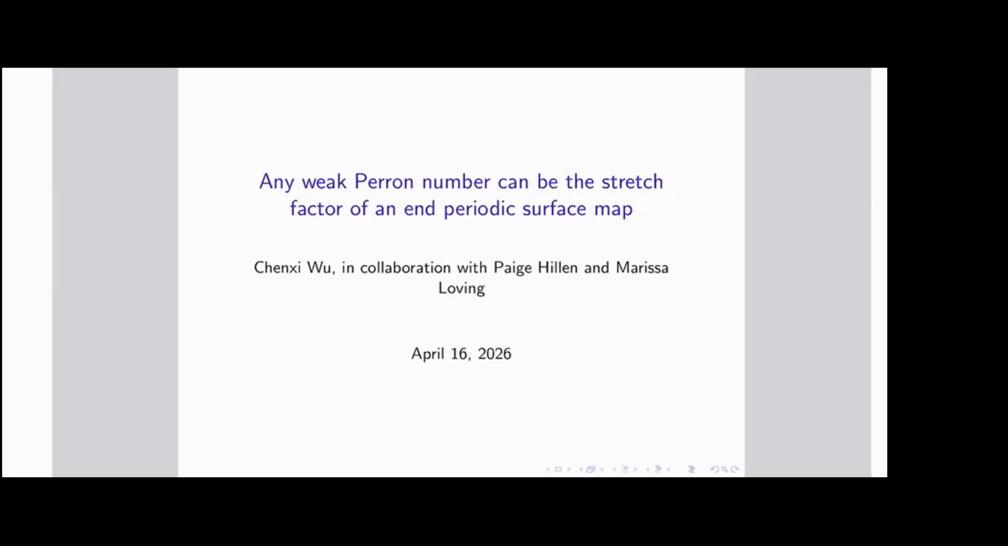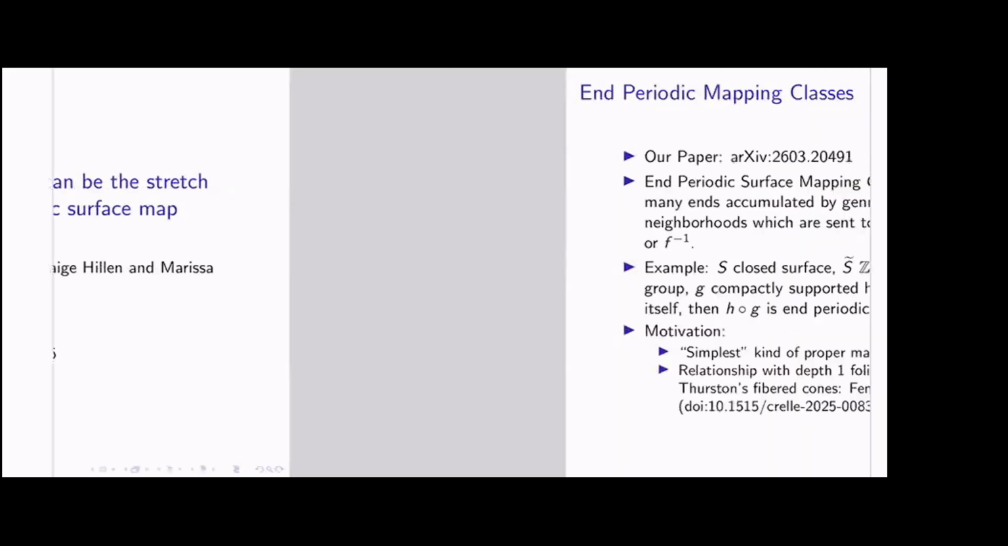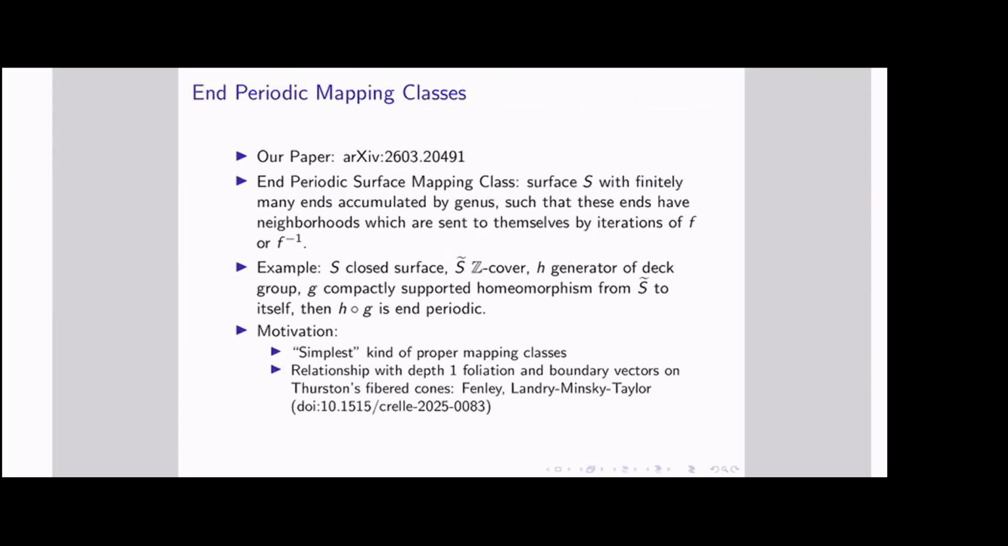And this is a collaboration with Marissa Lavin, who is also in UW-Madison, and also Paige Hillen, who is a postdoc at UW-Madison. I think she's maybe looking for the next position soon. So this is a paper that we posted last month. It's on arXiv, and this is the arXiv link.